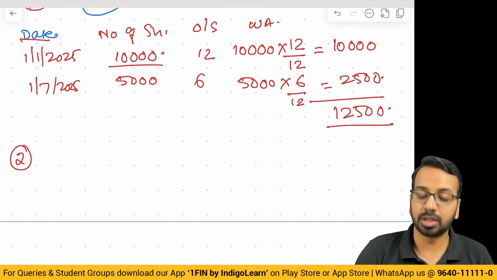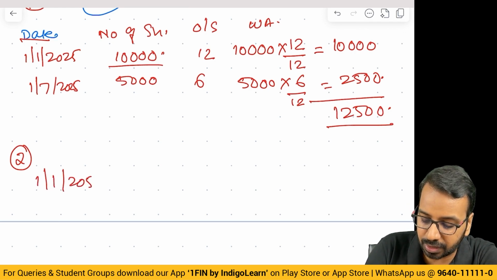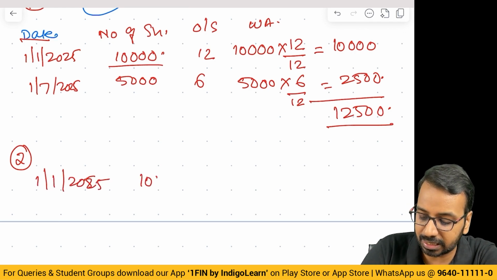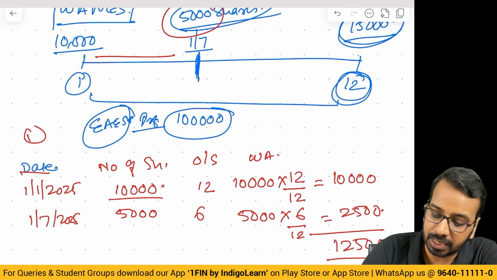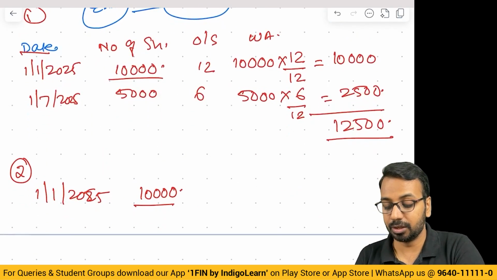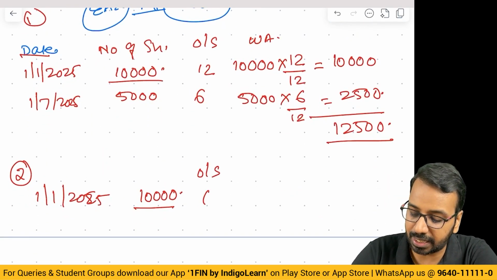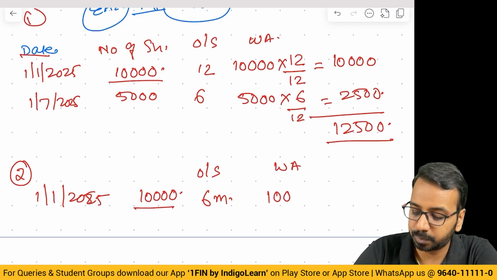The second method is using the cumulative basis. That is, on 1st of January of 25, we had 10,000 shares. When did the next change happen? The next change happened on 1st of July. So this is outstanding for 6 months. So the weighted average number is 10,000 into 6 divided by 12.